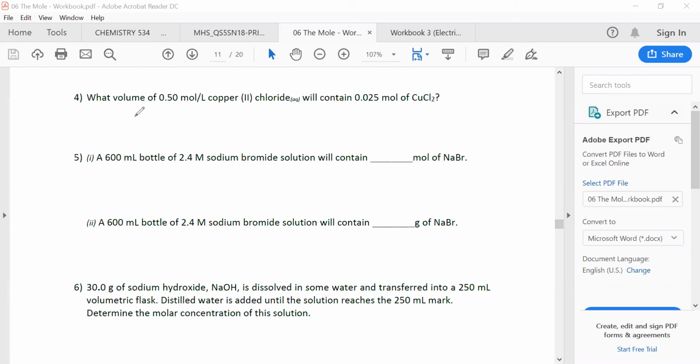So here they're telling you that you essentially have 0.5 moles per liter of copper chloride solution, and they're asking for the volume that would contain that many moles of copper chloride. To set this up, as always, you have your formula of C is equal to n over V. In this scenario, you have 0.50 moles per liter, and this is always per 1 liter. And of course, the amount of moles you actually want is 0.025 moles in an unknown amount of volume.